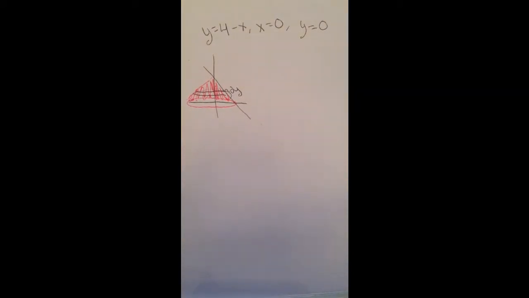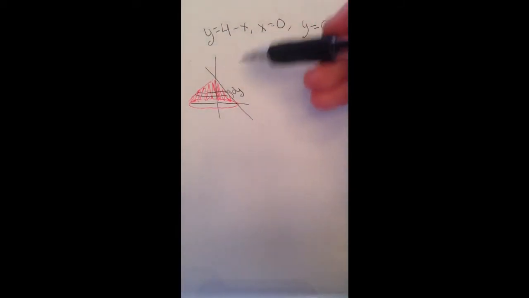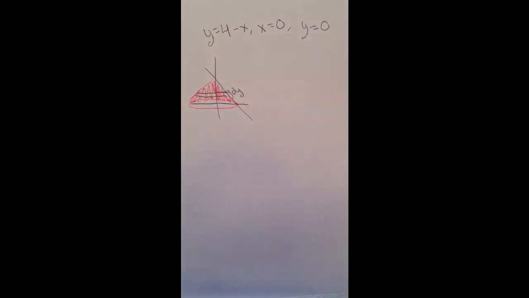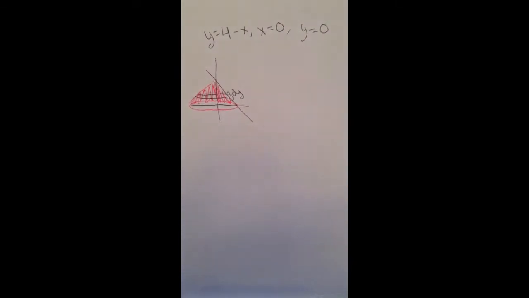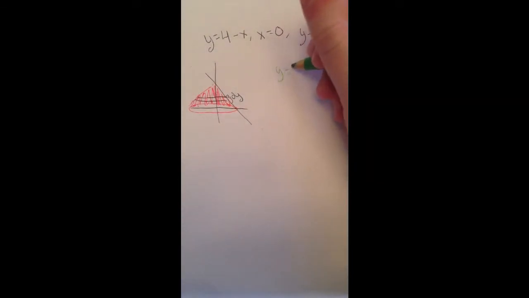Okay, so that means that our entire integral is going to have to be in terms of y instead of x. So our first step to make an integral in this is to change the equation of this line and solve it for x so that it is in terms of y. So let's start by doing that. So right now we have y equals 4 minus x. So let's solve for x.